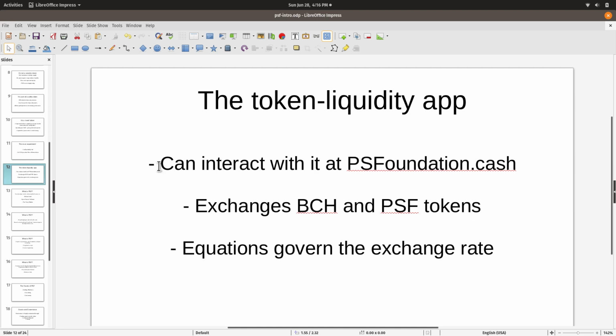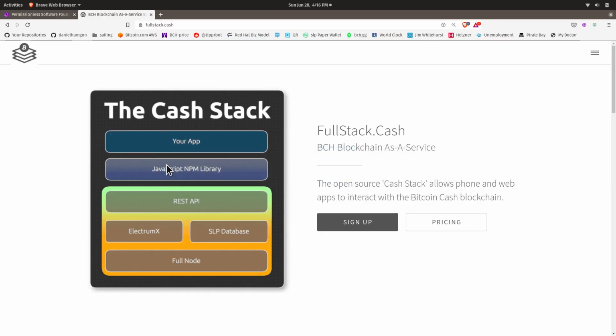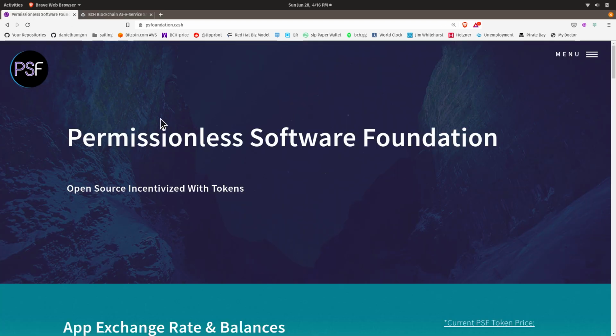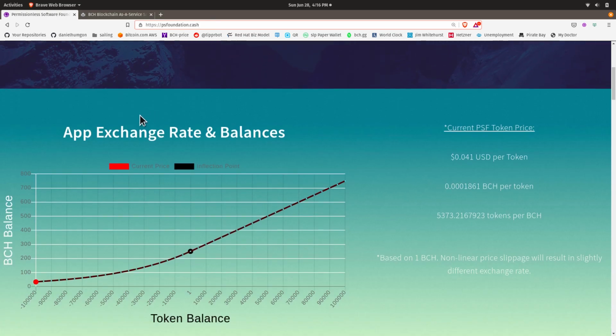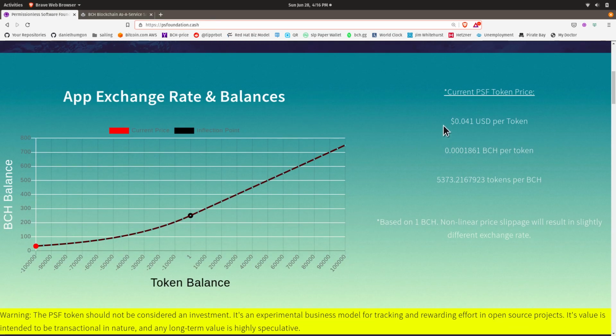Okay, so the final thing to cap on the tokens is to talk about the token liquidity app. You can interact with that if you go to the psfoundation.cash website, and I have that right here in the browser. psfoundation.cash, that's where you should go. And when the page loads, it will load with this chart. Right now, the spot price of the token is equivalent to 4.1 cents in US dollars.